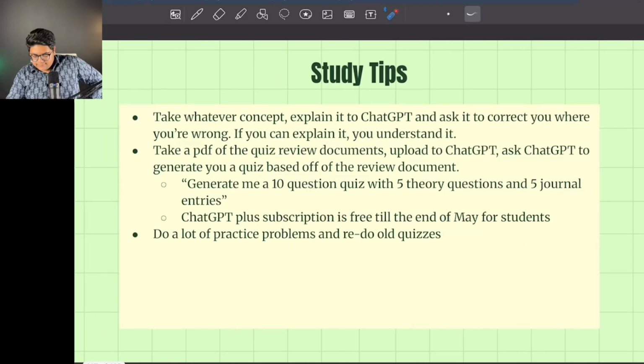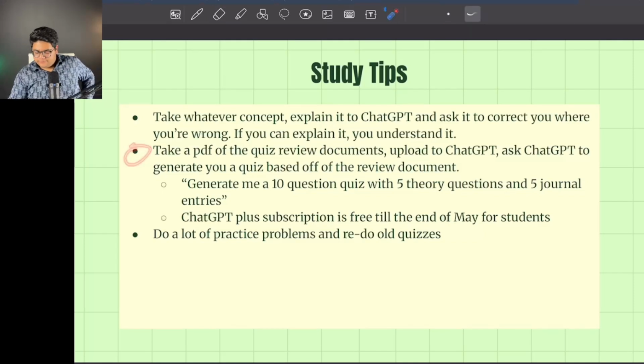So the first study tip is to take whatever concept you're studying. If you can explain that concept to someone else, that means you understand it really well. Me making this whole video, explaining the whole course to you, kind of ensures that I understand it well, right? Basically, whatever concept you're working on, explain it to ChatGPT and ask it to correct you where you're wrong. If you can explain it, then you understand it. If you explain a concept to ChatGPT and it tells you you're correct, boom, move on to the next concept. If you're wrong, tell it to tell you exactly where you're wrong, re-explain the concept, and keep on re-explaining until you get the concept explained perfectly without any mistakes, and then move on to the next concept.